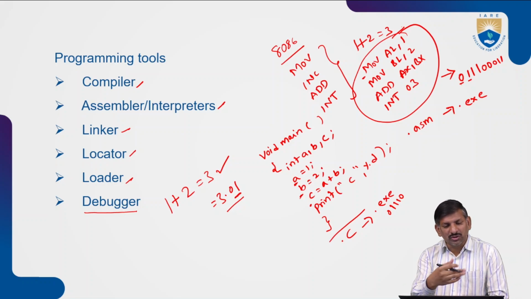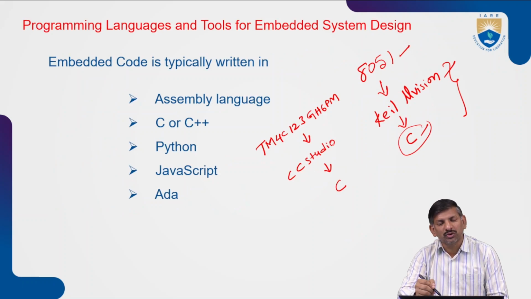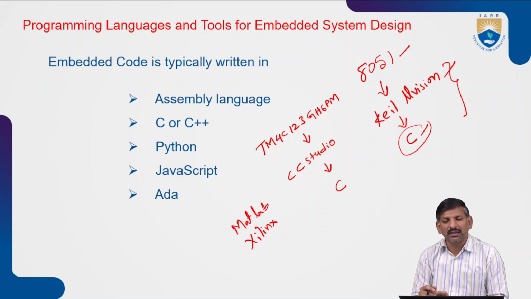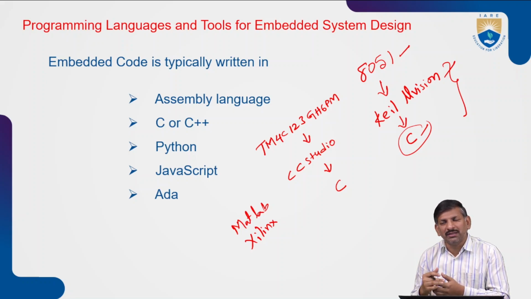There are different tools: Keil MicroVision, CC Studio, MATLAB, Xilinx. These are different IDE tools. MATLAB is a simulator; the remaining are IDE tools. IDE means Integrated Development Environment. Initially we used assemblers, after assemblers we used compilers, and after compilers we use IDE tools.